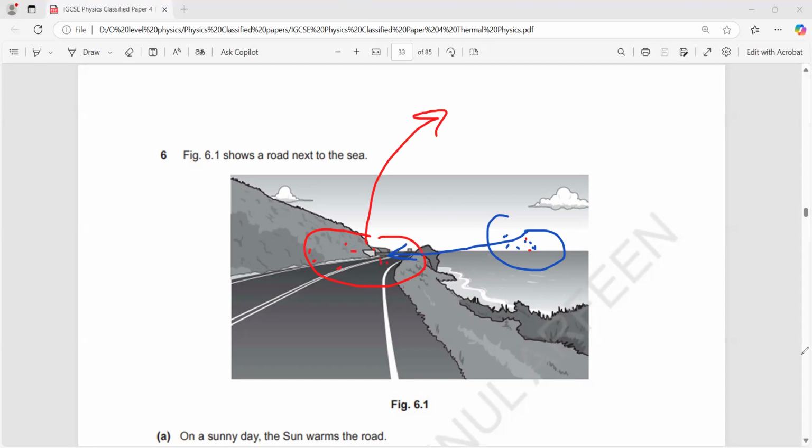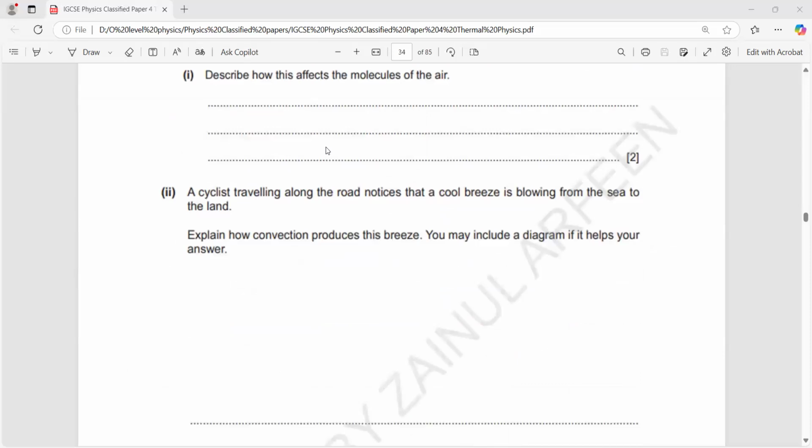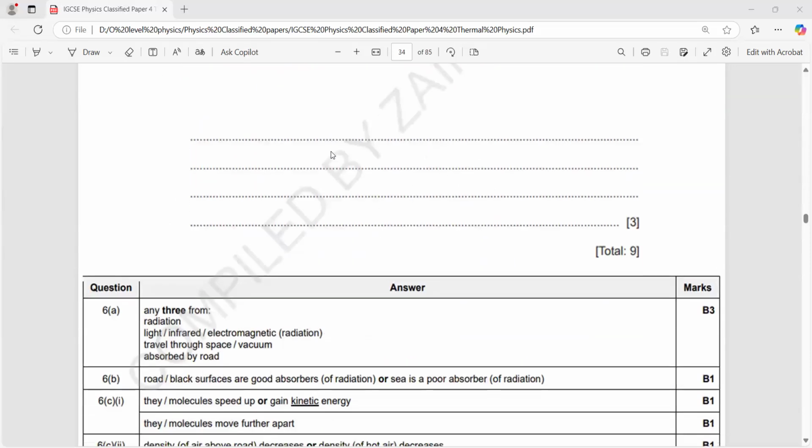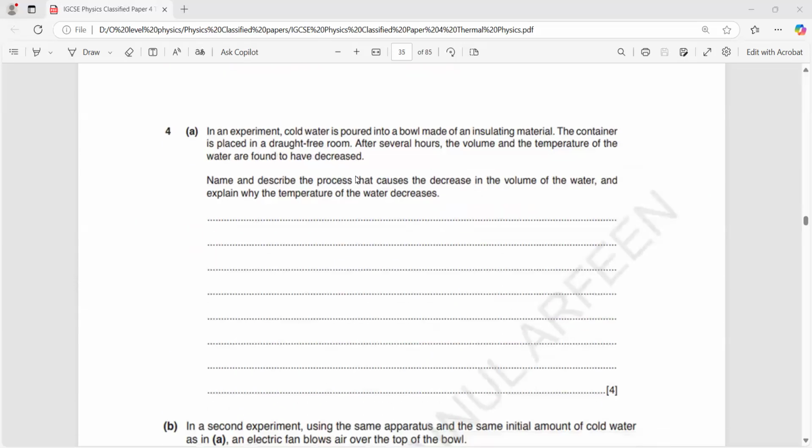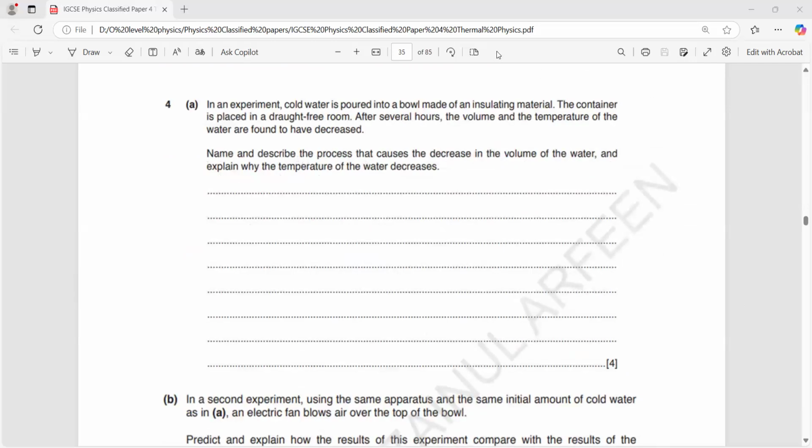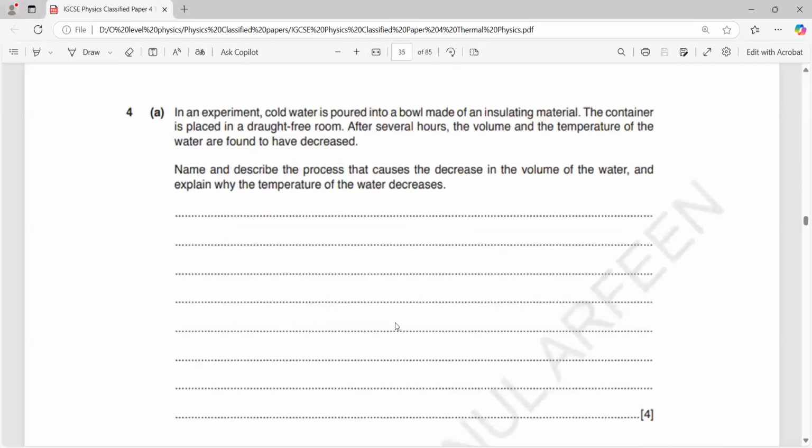Is it clear, this one? Yes, sir. So what's this that I have not finished?